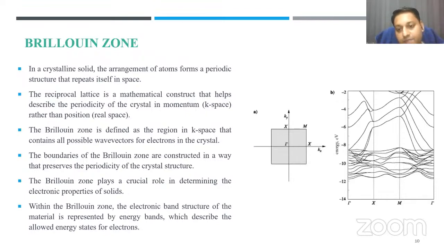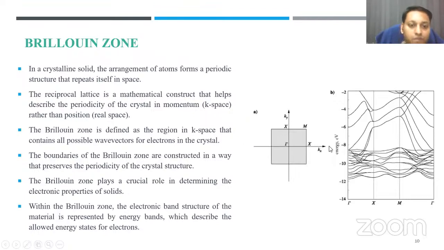So this is the k space representation of the same crystalline solid, and then this is the band diagram. So this is the energy variation with respect to k, that is the wave vector. For any crystalline material, we can observe this band structure, which is formally known as the energy band structure or E-k diagram.